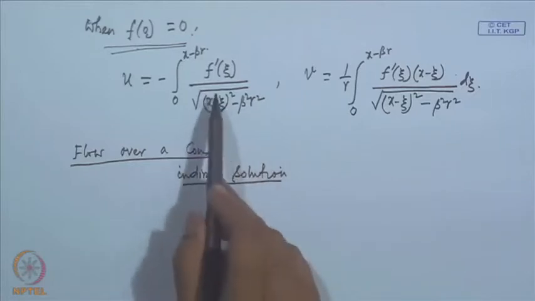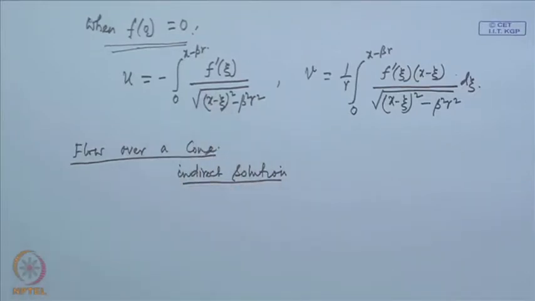We started with a uniform stream with a point doublet at the origin, and we saw that the resulting flow represents the flow over a circular cylinder without any lift. So, here also we will have a special source distribution which will give rise to a flow which can be seen to be the flow over a cone.